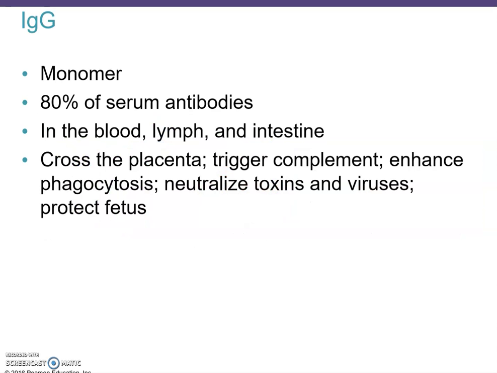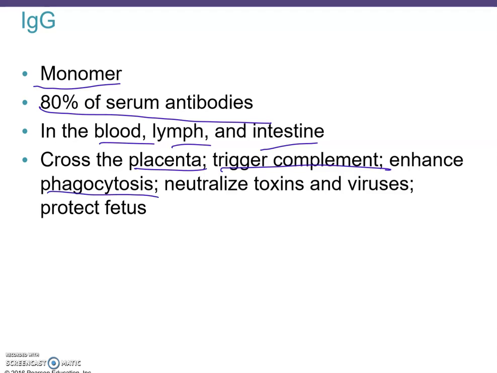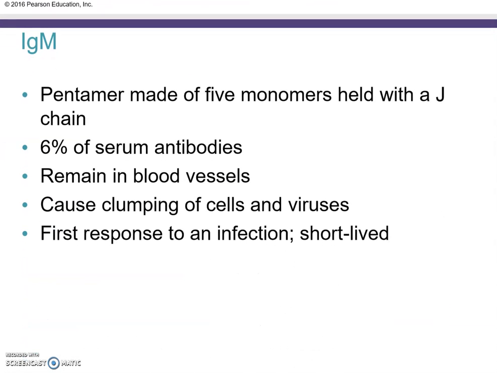Here are the different types of immunoglobulins. By far the most abundant one is the IgG, so the immunoglobulin type G. It's a monomer. It's 80% of the serum antibodies. You find it in blood, lymph, and intestine. They can cross the placenta. They can trigger complement once they bind to their antigen. They can enhance phagocytosis, neutralize toxins and viruses, and they can protect the fetus.